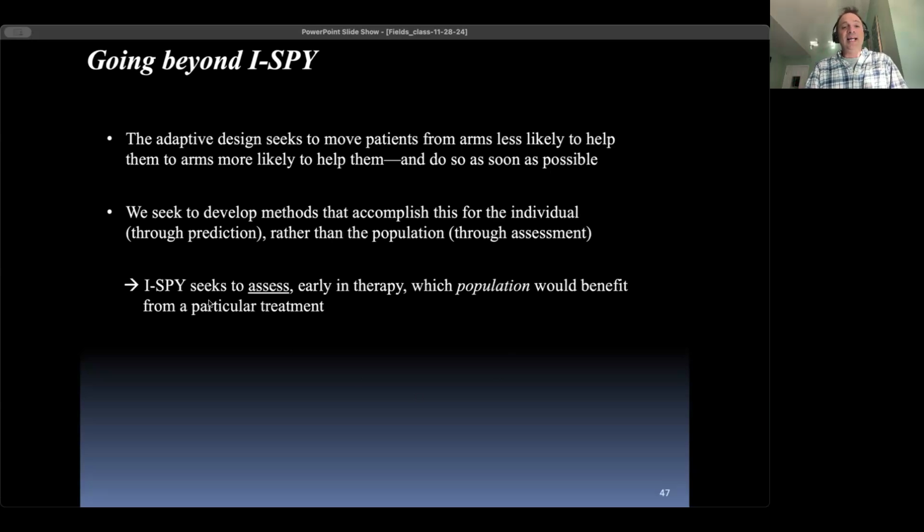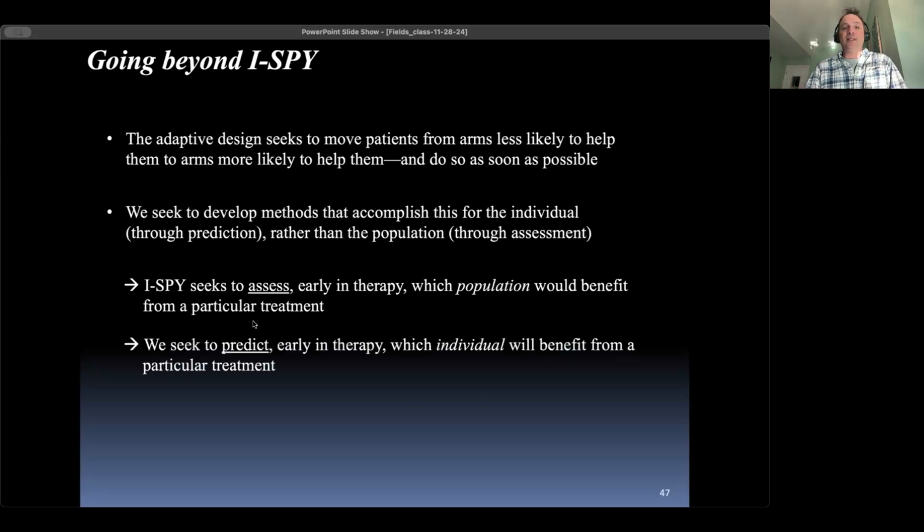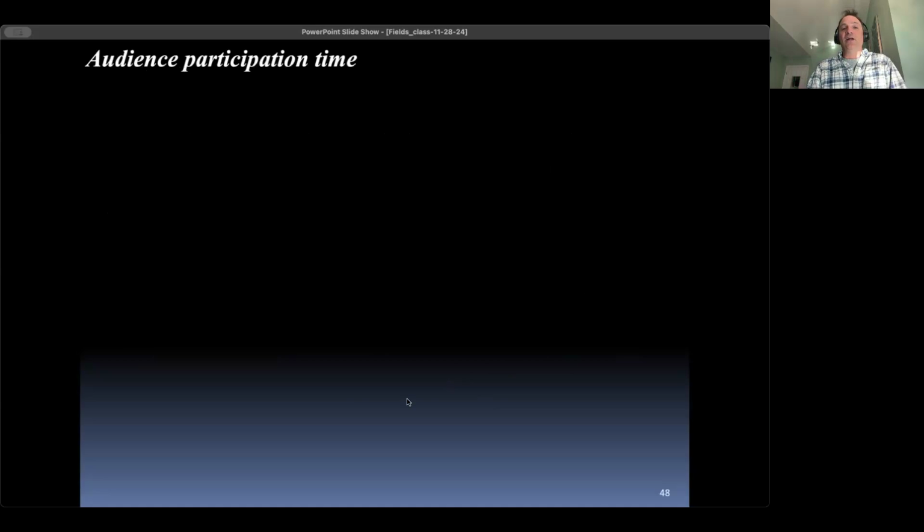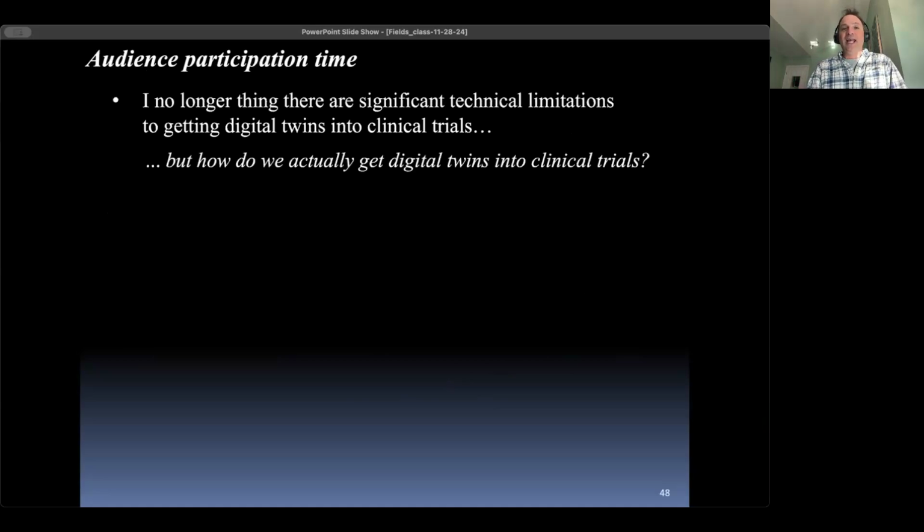So while I-SPY seeks to assess early in therapy which population would benefit from a particular treatment, the people who are trying to build these mathematical models are trying to predict early in therapy which individual would benefit from a particular treatment. All right, so now it's time for audience participation.